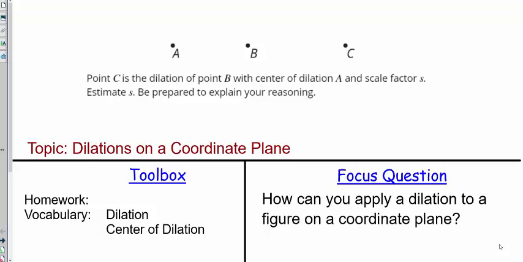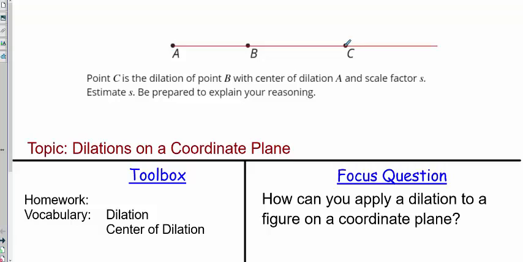Okay, so before we move on, let's talk about this warm-up. Point C is the dilation of point B with a center of dilation A. So point C is a dilation of point B, and the center of dilation is A. So if I took a line and drew it straight out from A through B, here's my center of dilation, and I'm dilating B, so it ends up on C.